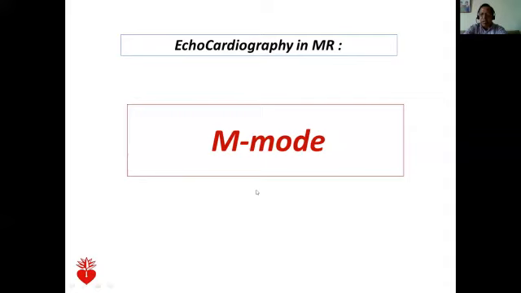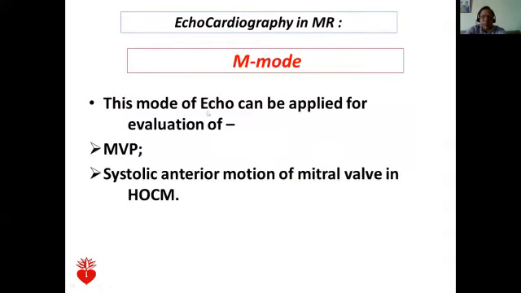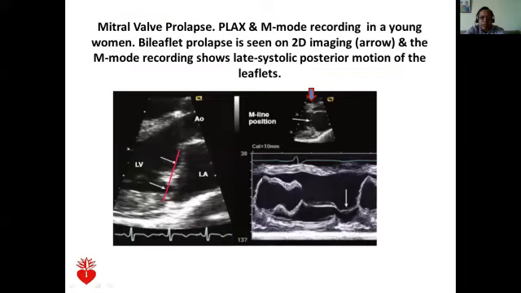Now, how can M-mode help us to diagnose the prolapse? M-mode echo can be applied for evaluation of MVP and to evaluate the systolic anterior motion of the mitral valve in case of hypertrophic obstructive cardiomyopathy. How does it look? This is the plane of the mitral valve in 2D, and this is the M-mode, showing posterior displacement of the mitral valve. But be sure your M-mode cursor or beam is just beyond the mitral valve annulus.